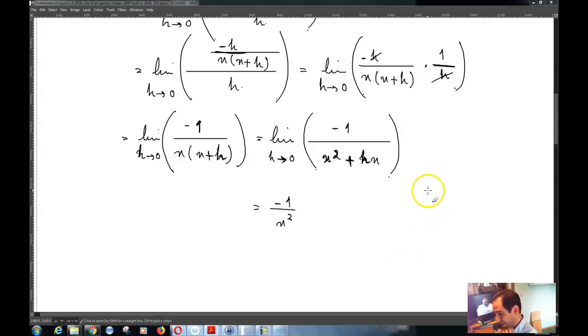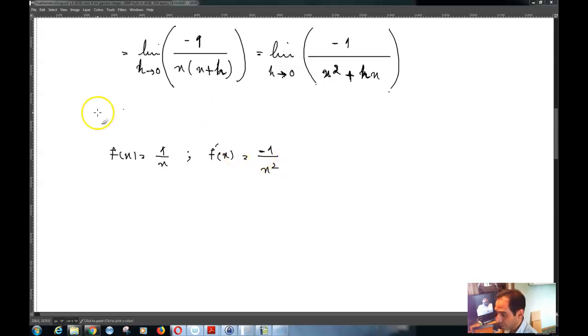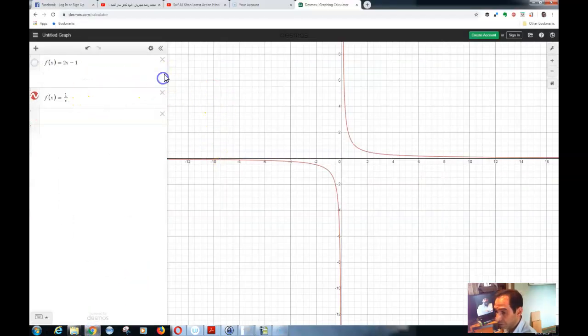And again, you can basically test this. For example, suppose that your function is f of x is equal to 1 over x. Now f prime of x, we found it to be negative 1 over x squared, which is of course one of the formulas that we will learn soon. Now the graph of the function, as we saw over here, is basically this graph over here.